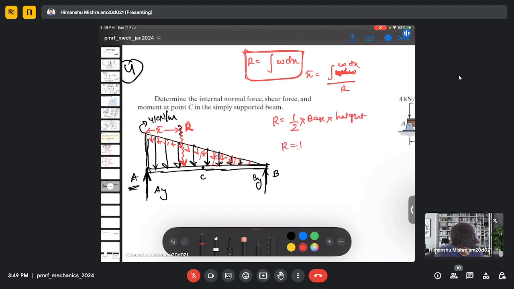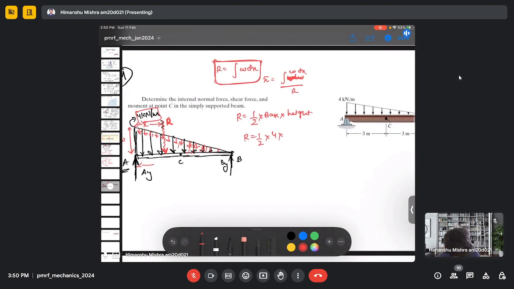So my R is just half. Now base is this. This is my base of the triangle, which is W, and it is given as 4 kilonewton per meter, and this is my height, which is 6 meter.